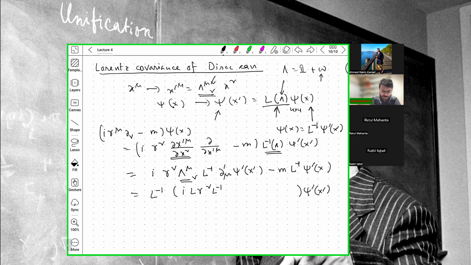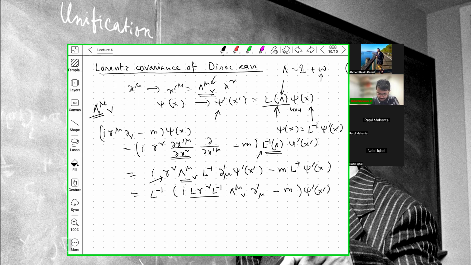Because these are metrics when you write as a lambda, but when I am meaning mu and nu, they are the matrix component. So the Lorentz transformation matrix, they are the elements of that matrix. So only matrices here are the gamma matrices and the L and its inverse. So you can bring that together, numbers you can pass through, and this will be this.